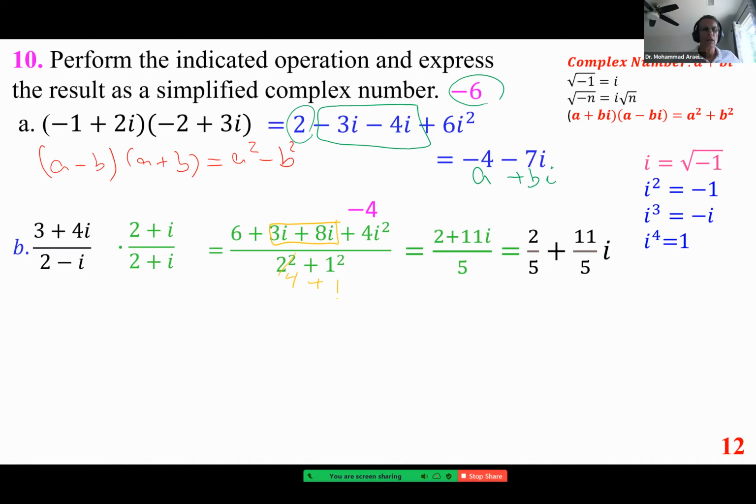Now, if we leave it like so, it's fine as long as we can recognize the value for a and for b. The reason I'm going to separate them into this format is so we can clearly say a is 2/5 and b is positive 11/5.